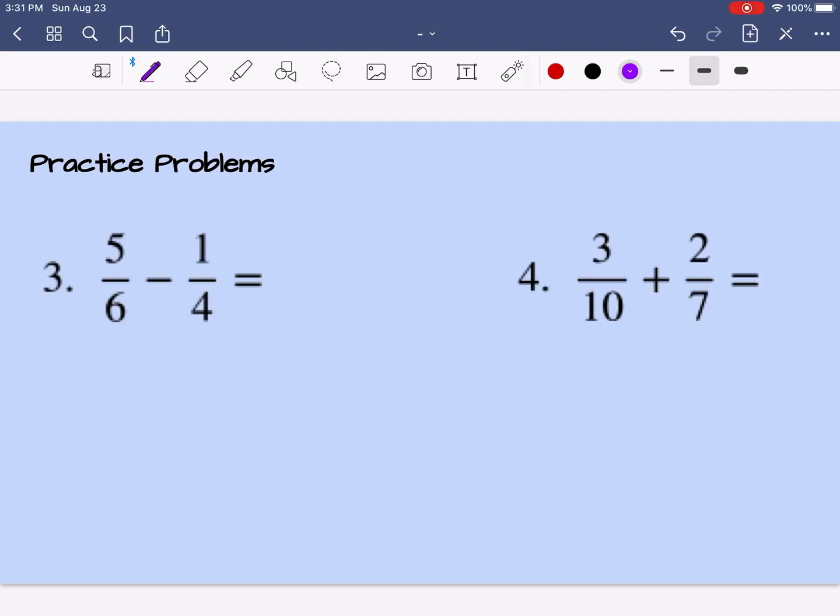Okay, here are our practice problems. Just like with the previous practice problems, if you would like to pause the video, write them down, work them through yourself, then go ahead and do that. If you want to pause the video, write them down, work through one with me, and then pause the video and work through the second one on your own, then that's fine too. But go ahead and write down the problems.